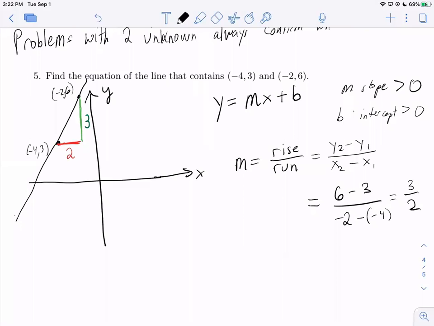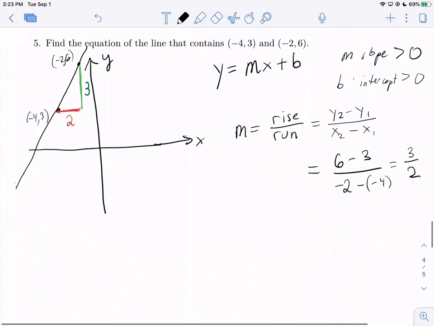So now that we know the slope, the next idea: there are 2 different approaches to doing it, and I'm going to show you something called point slope form. You can use either one, but my favorite is point slope form. So now that you have the slope is 3/2, you can pick either of the points.